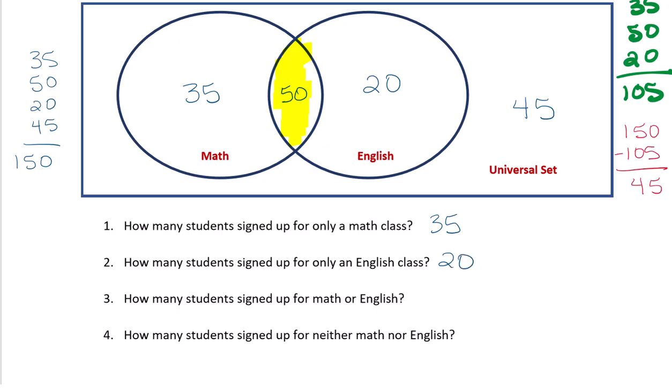Number three, how many students signed up for math or English? We would add up all of those numbers, 35 plus 50 plus 20, and we would get the 105 students that we got earlier. And then how many students signed up for neither math nor English? Those were our remaining 45 students.